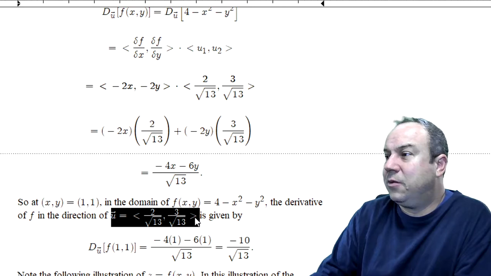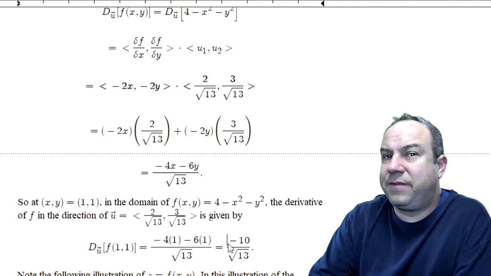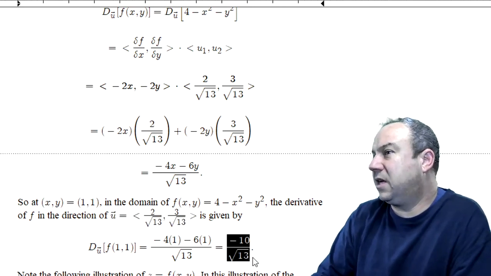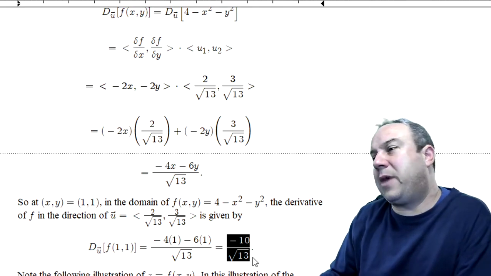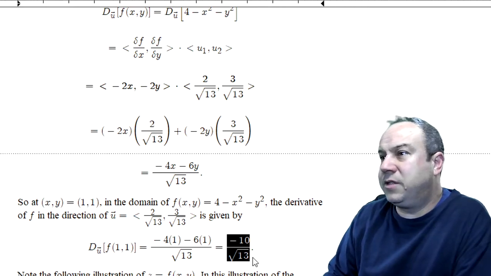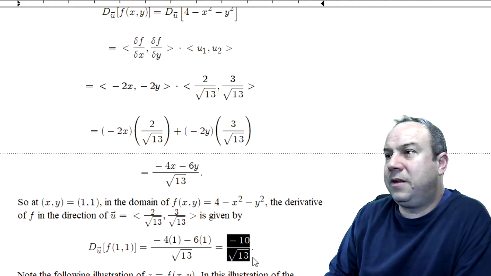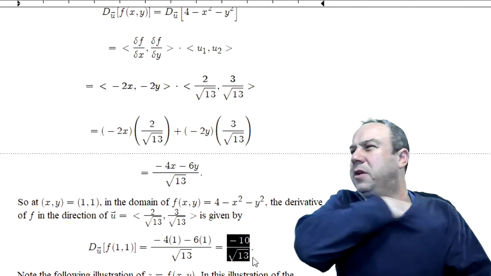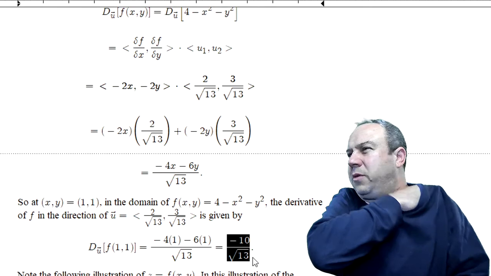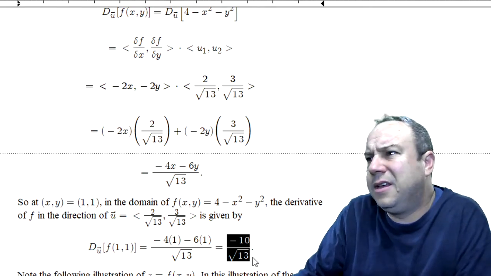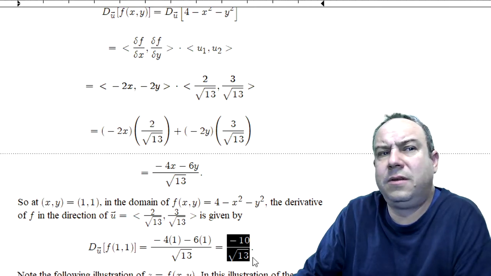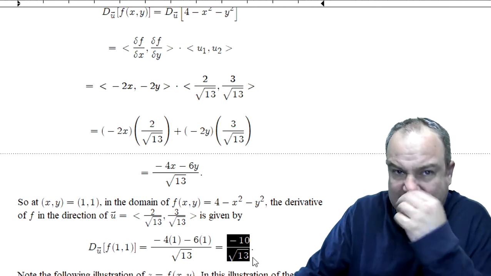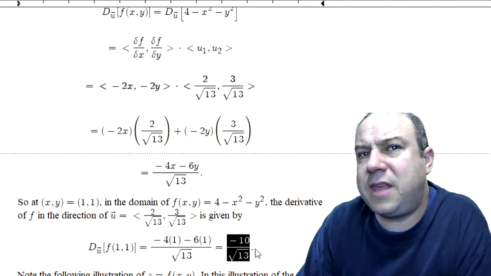Well, what that rate of change tells us is that the function is decreasing because it's negative. It's decreasing instantaneously by 10 over the square root of 13 units. Right? Instantaneously. Root 13 is somewhere between 3 and 4, so this is a number somewhere between 3 and 4 in value. Where if we actually note the illustration, we will see that negative behavior.